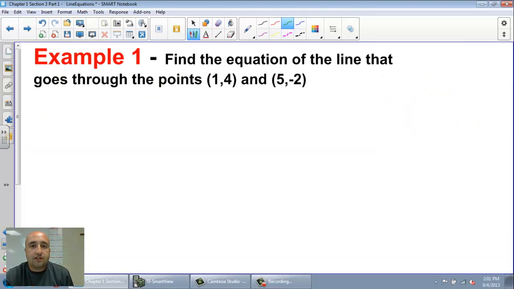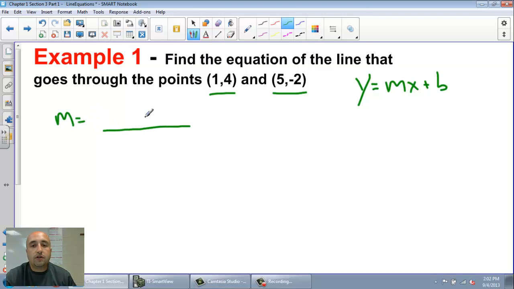Starting with example 1, we are going to find the equation of a line that goes through the points (1, 4) and (5, -2). The first thing I'm going to do is write out the equation y equals mx plus b, and think about it. What can we figure out given 2 points? Can we figure out the slope, or can we figure out b? Hopefully most of you realize that you can figure out the slope when you're given 2 points. So that's what we're going to do first.